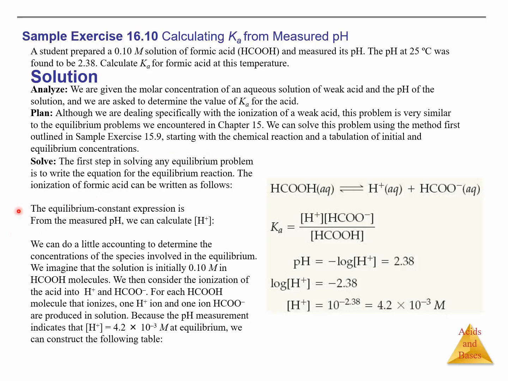So here, first of all, we put the equilibrium reaction: formic acid ⇌ H+ plus formate ion. Now Ka is the concentration of products divided by the concentration of reactant. From the pH we can determine the value of H+ and then plug it into the equation here. So the H+ concentration is 4.2 times 10 to the minus 3.